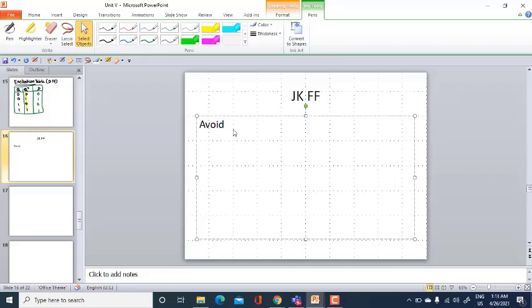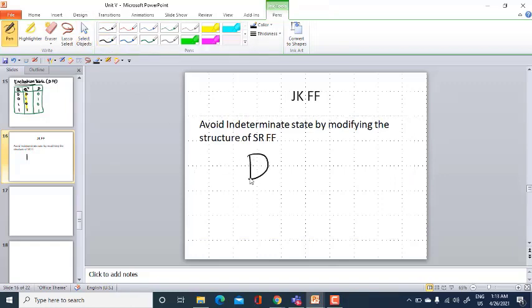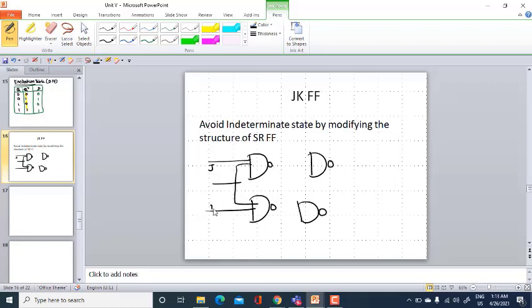But we will have two inputs here. We will modify that indeterminate state by the structure of JK flip-flop. Avoid this by modifying the structure of your SR flip-flop. So, what is that structure? Again, the basic SR flip-flop is same here. You have a clock, you have a J input, you have a K input, and then NAND gates 1, 2, 3, 4. This is Q, this is Q plus.